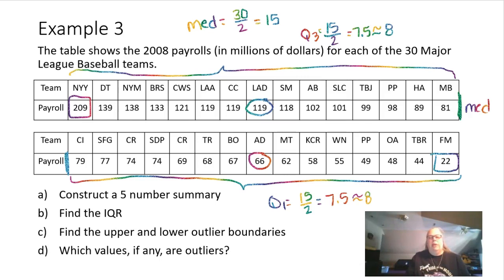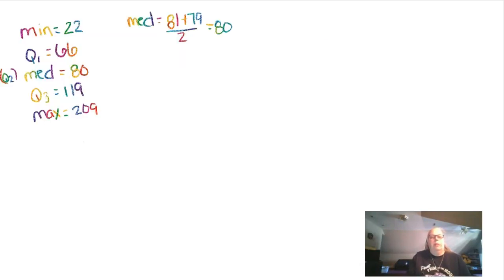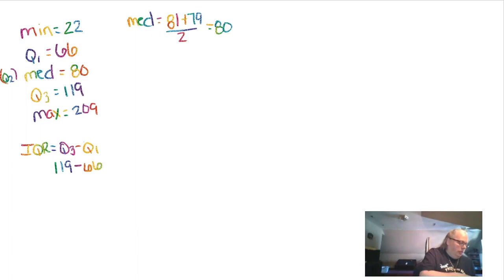Part B asks us to find the IQR. The IQR is just Q3 minus Q1. In our case, 119 minus 66. And that's going to give me 53. So our IQR is going to be 53.